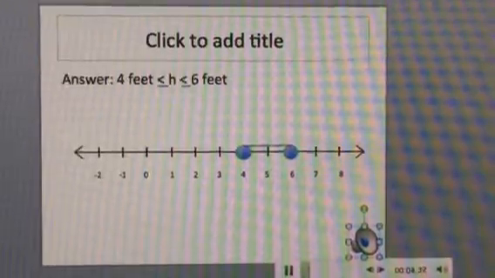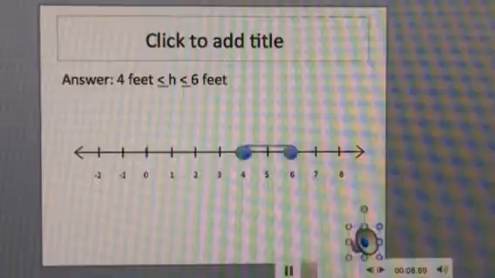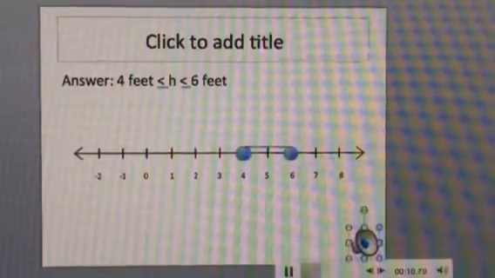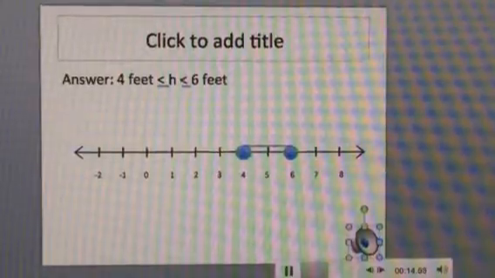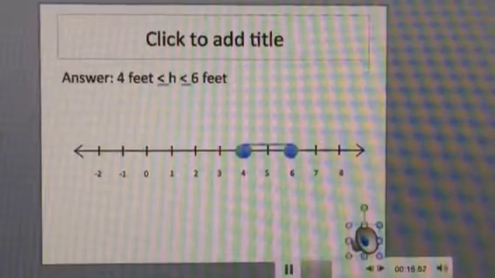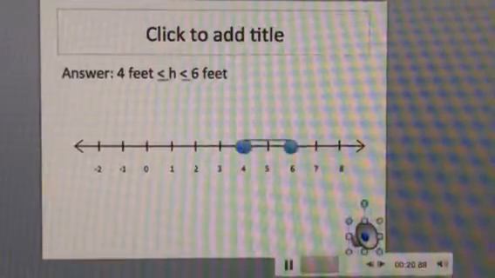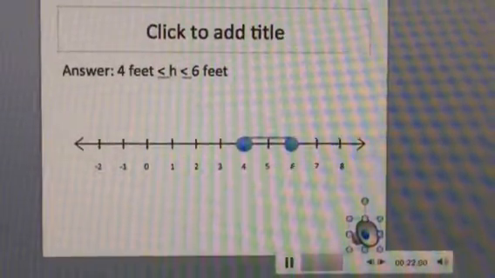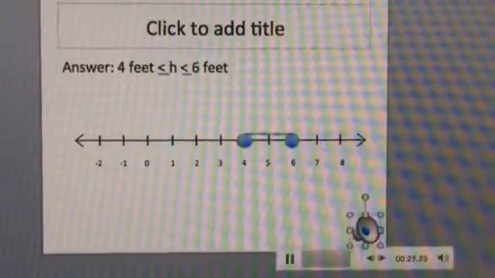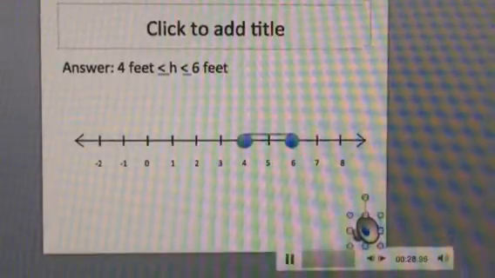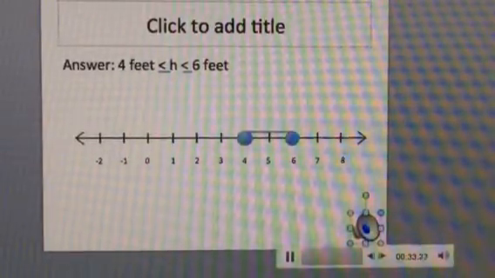So because the average was 5, which is h, and it varied by 1 foot, so 4 feet and 6 feet. So the answer has to be in between 4 and 6, which is represented by the 4 and the 6 on the graph. They are filled in because it can be exactly 4 feet, and it can be exactly 6 feet. It can be equal to those numbers, but it can't be greater than or less than, so that's why it's filled in and not filled everywhere else.